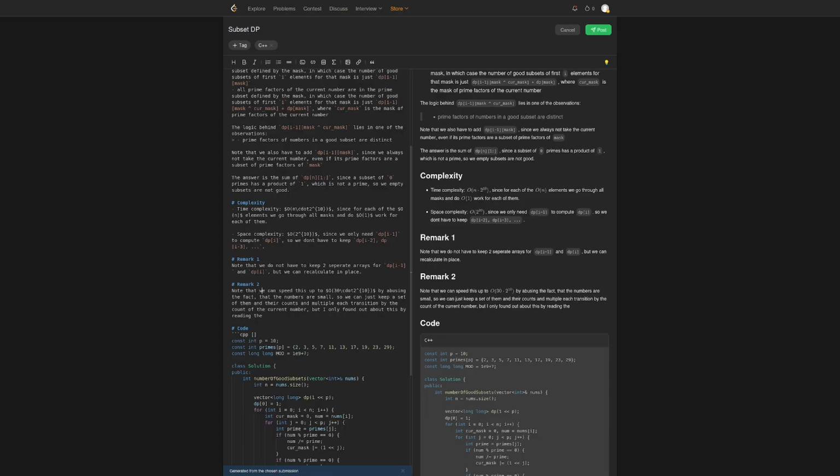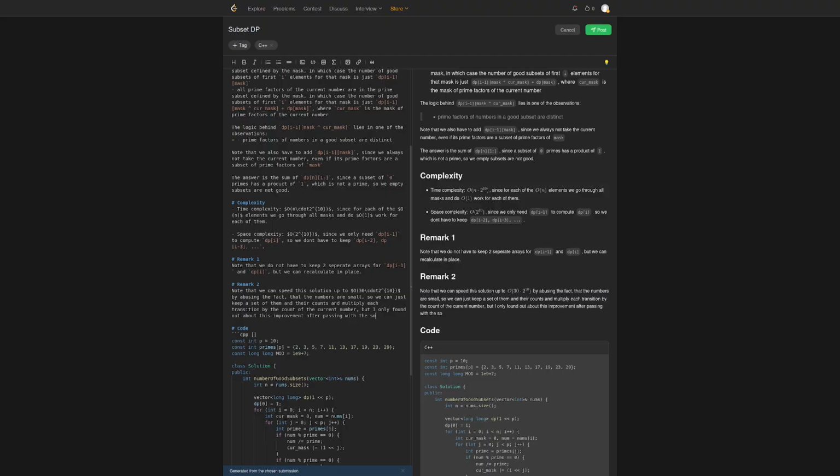Note that we can speed this solution up by abusing that the numbers are small, so we can just keep a set of them and their counts and multiply each transition by the count of the current number, but I only found out about this improvement after passing with the solution described and looking at the discussion post.